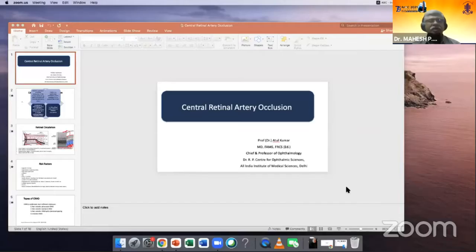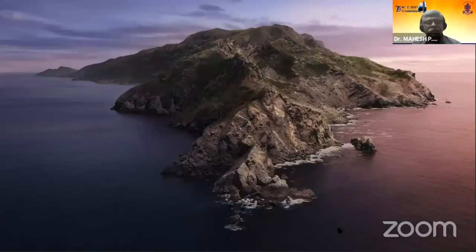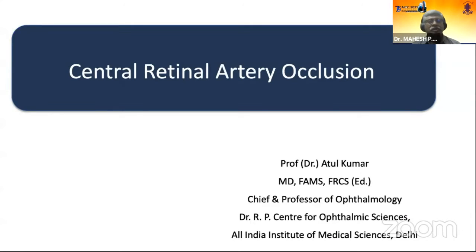Thank you once again, Dr. Rajiv. We'll go to the next lecture by Professor Atul Kumar. He'll be speaking to us on retinal arterial occlusions. Like Dr. Rajiv mentioned, arterial occlusion in the eye indicates the patient is at a higher risk for systemic problems like a CVA or a heart attack. So let's look at the retinal artery occlusions and how we go about investigating them and what treatment is to be done.